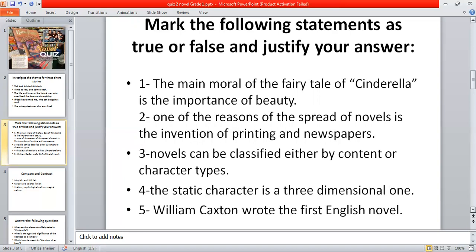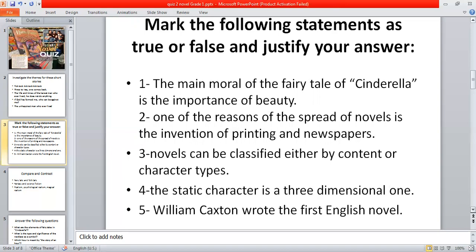Number 2, one of the reasons of the spread of novel is the invention of printing press and the newspapers. من أحد أسباب انتشار الرواية هو اختراع المطبعة والجرايد.